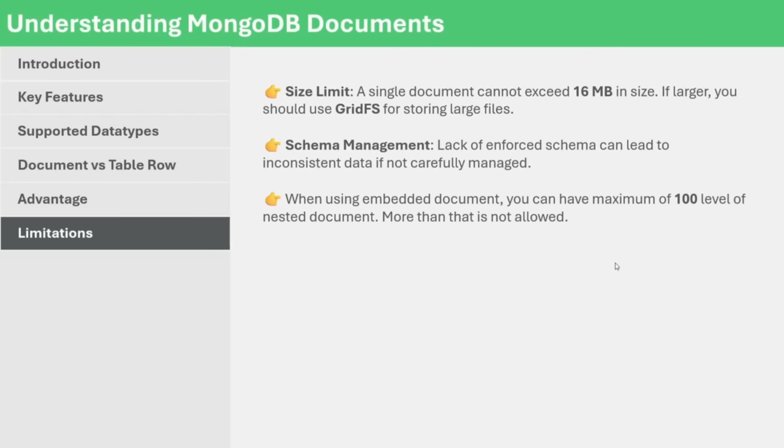Also, when you are using embedded documents, you need to remember that you have a maximum of 100 levels of nested documents. You cannot nest documents beyond 100 levels. So for example, let's say I have a user document inside which I have an embedded document which stores the address of the user. And in that address document, I have another embedded document which stores the primary contact of the user. And in that embedded primary contact document, I have another level of nested document. So you can go like this till 100 levels. After that, you cannot have more levels of nesting. So this is another limitation.